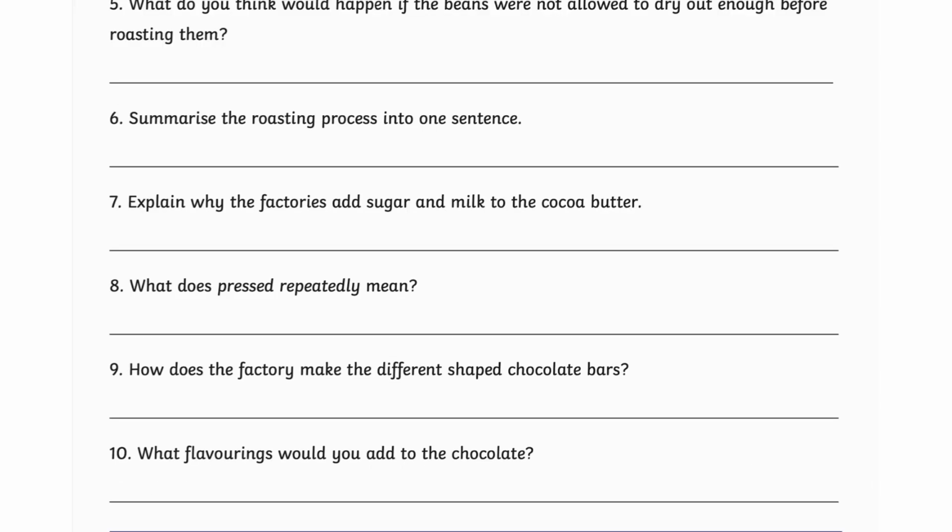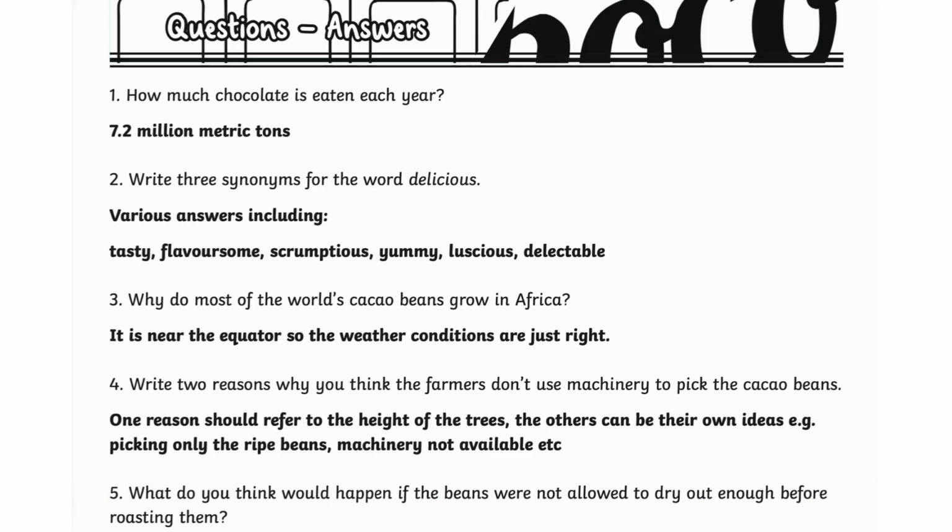Summarize the roasting process in 1 sentence. Explain why the factories add sugar and milk to the cocoa butter. What does pressed repeatedly mean? How does the factory make the different shaped chocolate bars? What flavorings would you add to the chocolate? Checking time.